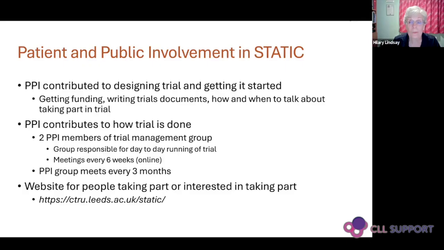And then there's a smaller group, PPI group, where we meet with Doina and 1 or 2 of her colleagues and 1 or 2 more of us every 3 months, just to talk about more detail about the progress of the trial. And that's actually where the website came from. The whole idea of we want to get more information out to people, we want to share with them what's happening. And so that's one of our triumphs so far, if you like, on the PPI involvement in the STATIC trial.